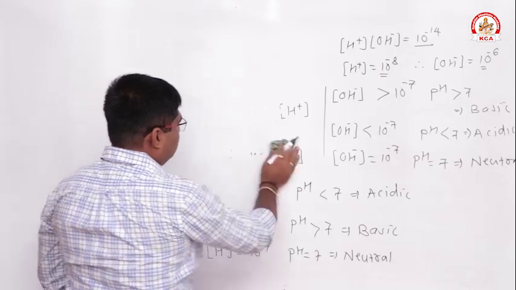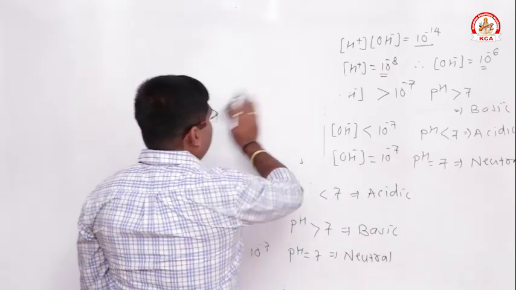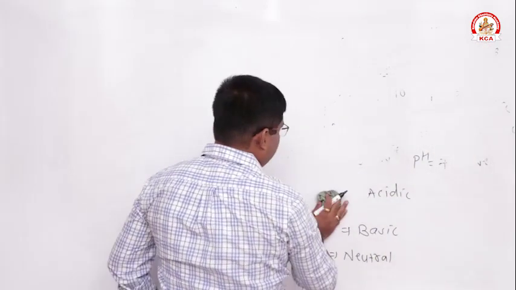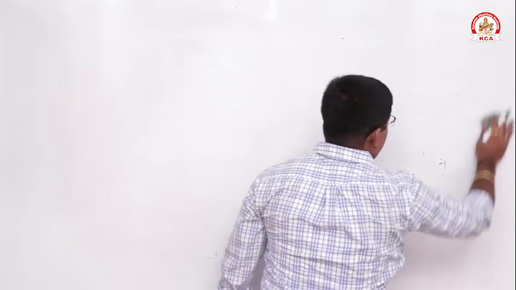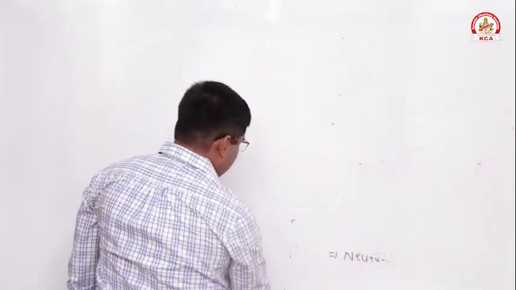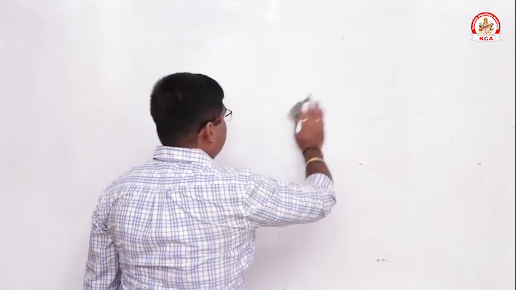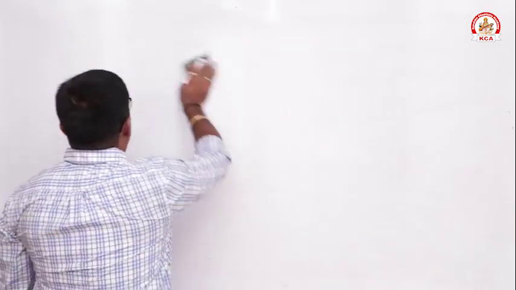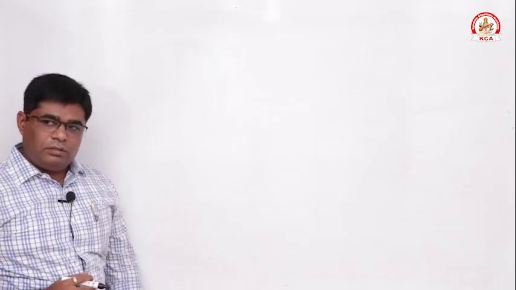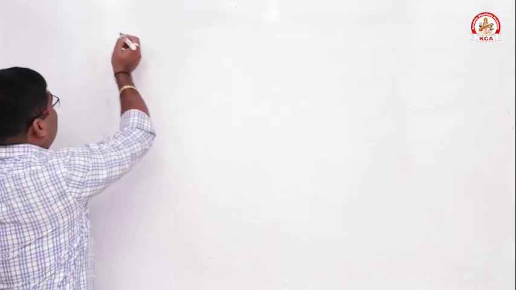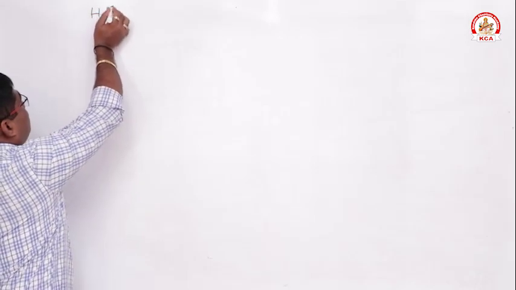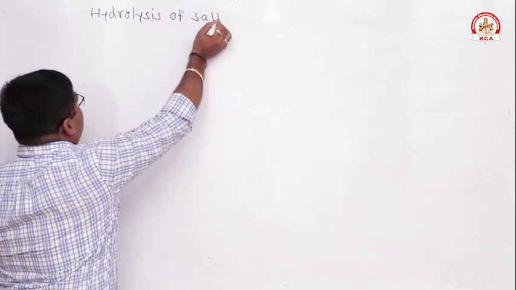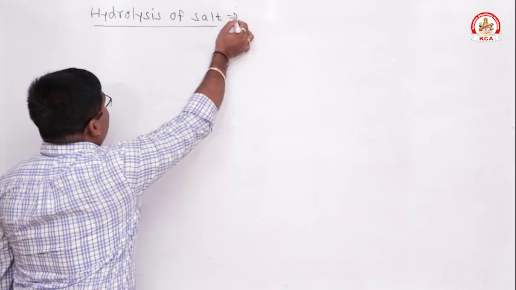It is just revision. And now the next part of this ionic equilibria is the hydrolysis of salt. What is the salt? When acid reacts with base, it gives the salt along with water. Now the next part is the hydrolysis of salt. So what is the hydrolysis of salt?